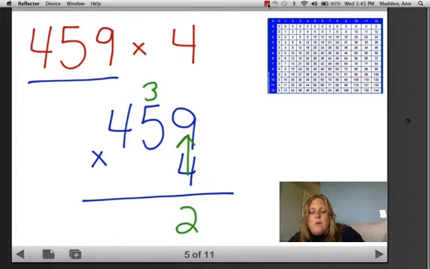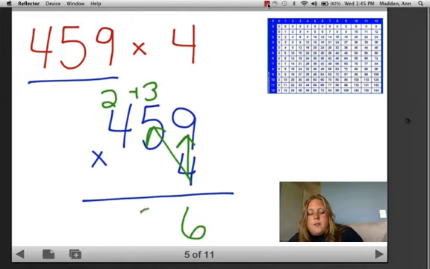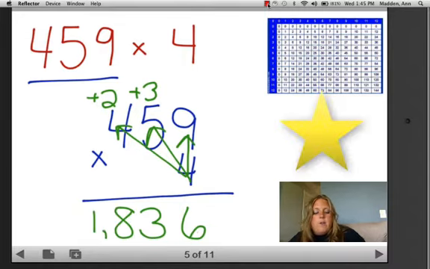9 times 4. 9 times 4 is 32. Just kidding. I hope you were listening. 9 times 4 is not 32. 9 times 4 is 36. Now I need to do 4 times 5 is 20. What do I need to do with that 3? I need to add it in. 4 times 5 is 20, plus 3 is 23. 4 times 4 is my last one. 4 times 4 is 16. Don't forget to add in your 2 at the top. 16 plus 2 is 18. 459 times 4 is 1,836.